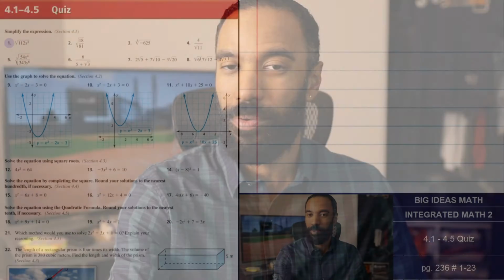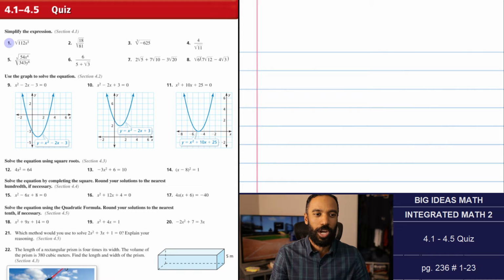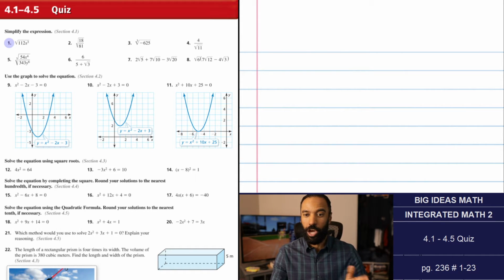So without further ado, guys, let's go ahead and take a look at the single page quiz review. I think it should be a quick one. We'll go ahead and find out. Let's start with numbers 1 through 8, where these could go as quick as I'd want them to. I might have to do some teaching along the way, but simplify the expression all from section 4.1, and then we move forward.